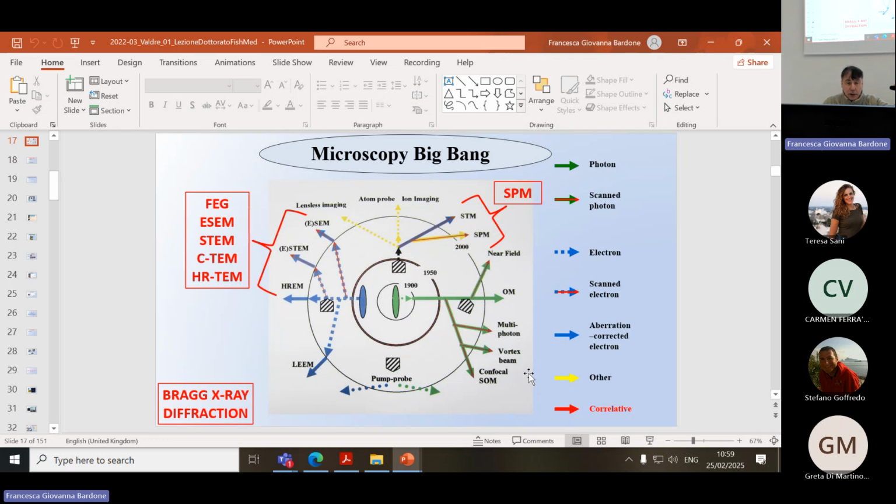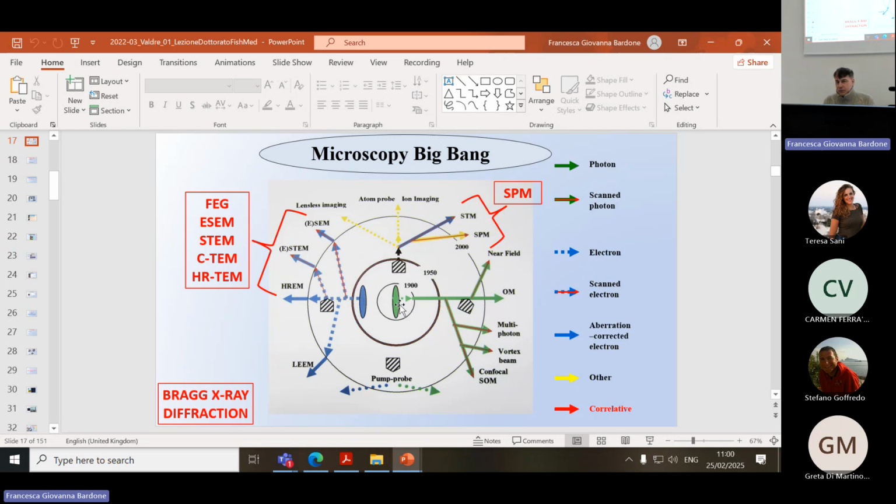Okay, we can continue the lecture on microscopy. So I said before, from the 19th century, we have what I call the microscopy Big Bang. So a lot of different types of microscopy techniques have been developed since these years. And I try to summarize all the different types in this slide. But some of these I will underline during the lecture.